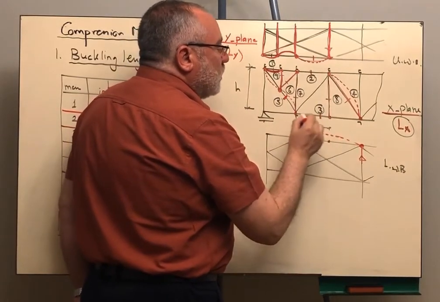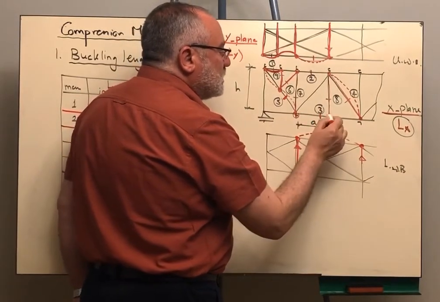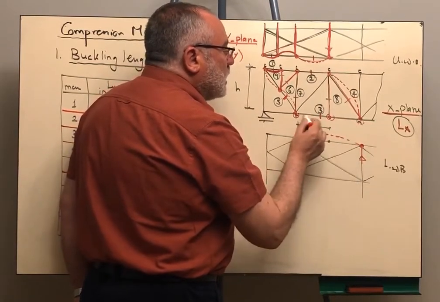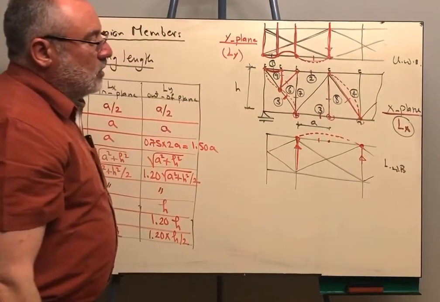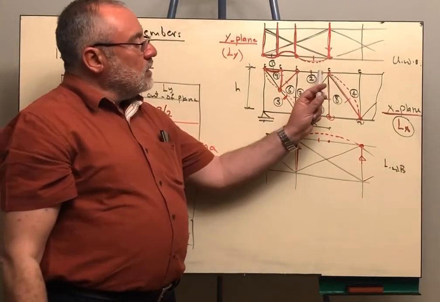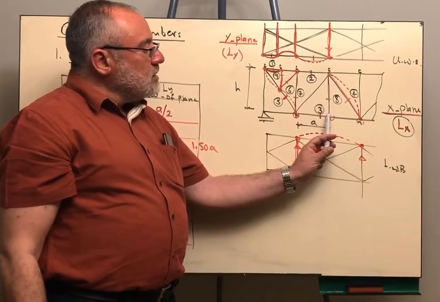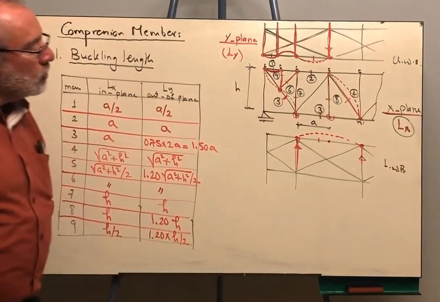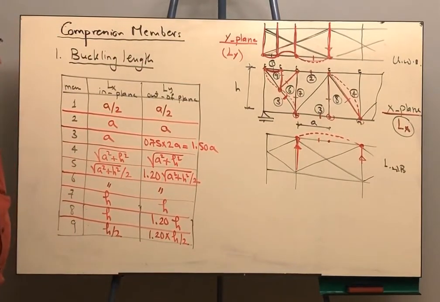But if, for example, like member 3, this point is braced and this is not braced, we search for the other bracing point and we are going to take 0.75 of that length. For the diagonals and the verticals, if one end is braced and the other end is not braced, we take 1.2 of that length, either in the vertical or in the diagonal. Okay? So this is to review the buckling length for truss members. Now let me solve with you 2 more problems on compression members.